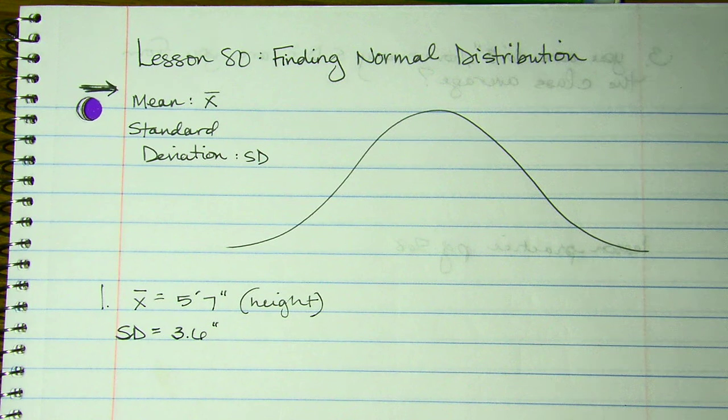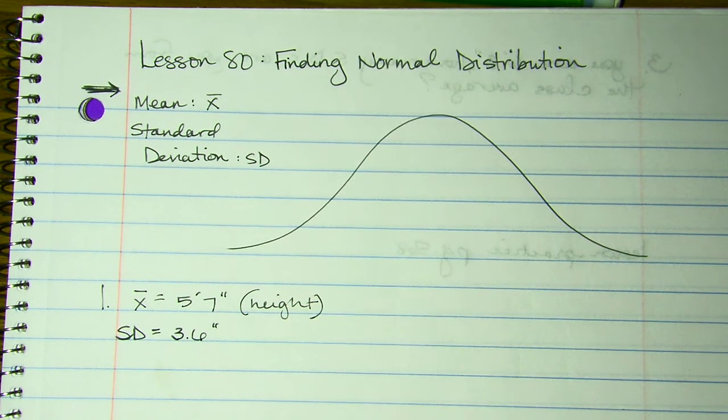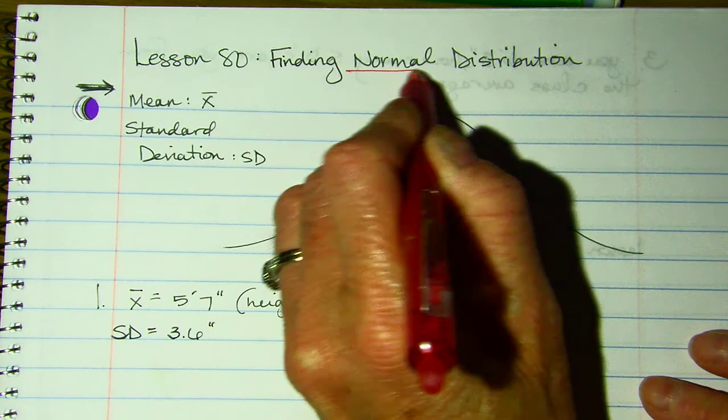Good morning, Algebra 2. We are going to do lesson 80, which is finding normal distribution. So this is a stats lesson, actually. It's not difficult. It's just explaining the pieces. So I want to start with what a normal distribution looks like and remind us of some symbols.